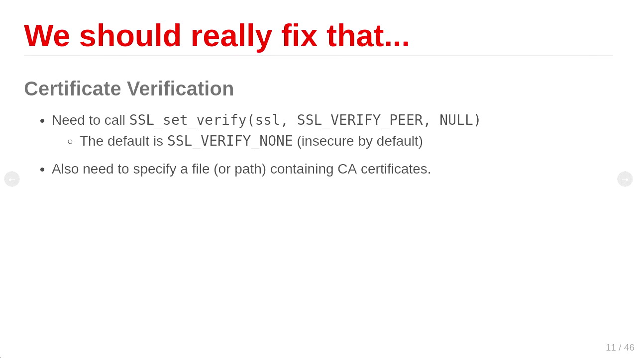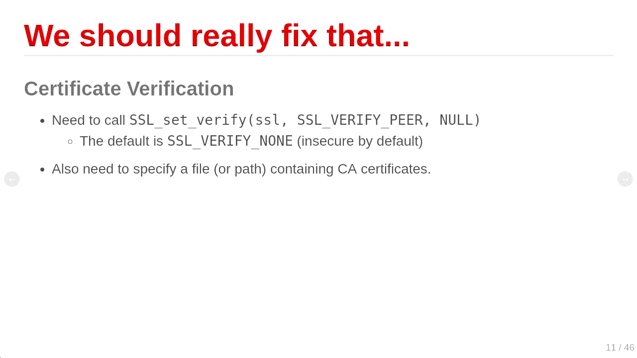Okay, we should really fix that. We need to make a call to SSL set verify to SSL verify peer. This means that if the verification process doesn't actually succeed, the handshake won't actually succeed and we'll know about it. There are other ways that we could go about doing this, but this is the most sensible. The default, as you may have guessed, is SSL verify none, i.e., simply insecure by default.